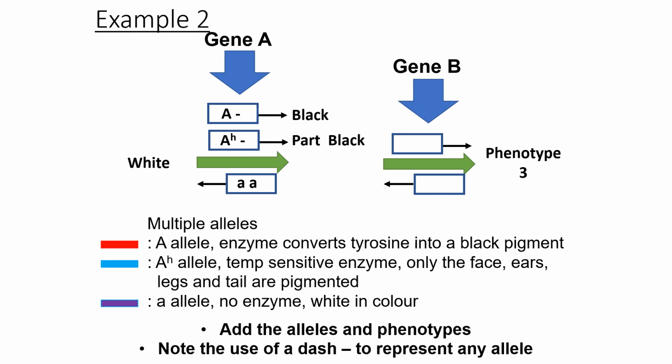One thing to note is in the genotypes, it's A and then a dash for black and AH and a dash for the part black. We can use a dash. The dash just simply refers to the fact that whatever that second allele is, it doesn't make any difference to the outcome in terms of phenotype. So it doesn't matter if that second allele is the dominant or the recessive, we will still get the same phenotype.